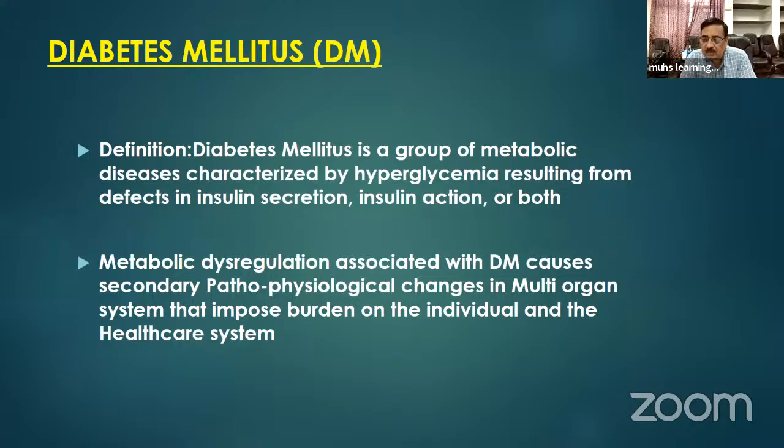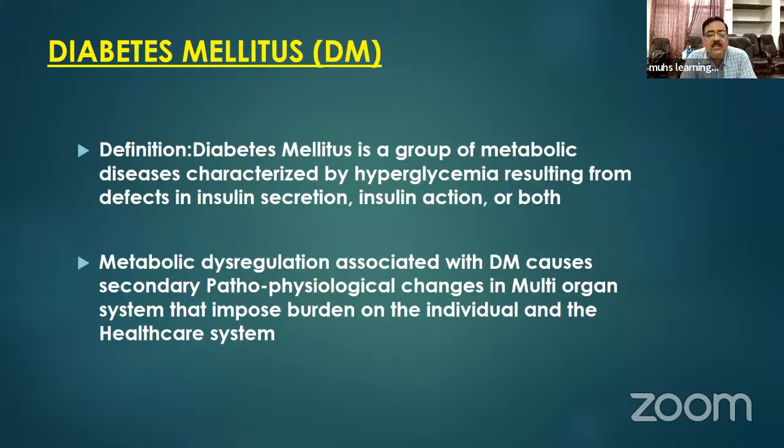And you will find in older books the classic definition written as hyperglycemia with polyphagia, polydipsia, polyuria, loss of weight associated with hyperglycemia. So these all are there. Many of the newer books talk about hyperglycemia, which can be due to reduced insulin secretion, or insulin action, or even both.